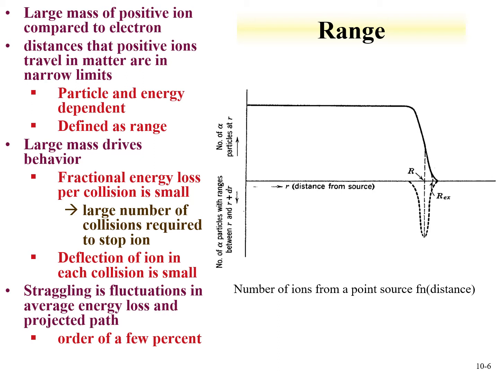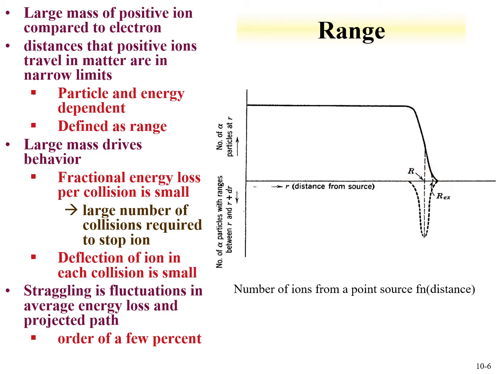So the relatively large mass of the ion drives this behavior. This is because the fractional energy losses are relatively small, so you need a large number of collisions to occur before the ion is finally stopped. And the deflection of the ion is relatively small. This is what's called straggling. So imagine a massive particle going through the material. How it gets scattered up or down from a given direction is relatively small. So it tends to go in a relatively narrow path and then deposit a great deal of its energy in a relatively small area.